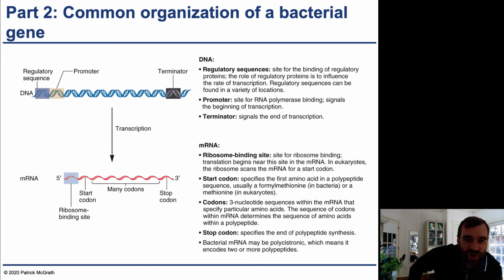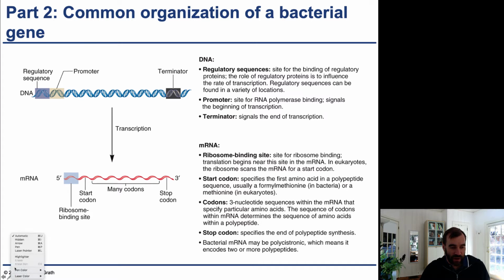All right, we talked about the genetic code, and the genetic code tells us how to take an mRNA sequence and predict the polypeptide sequence that is produced. And now we want to talk about how the mRNA is produced. So we start out with DNA.